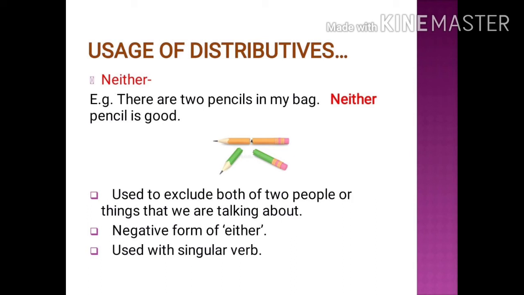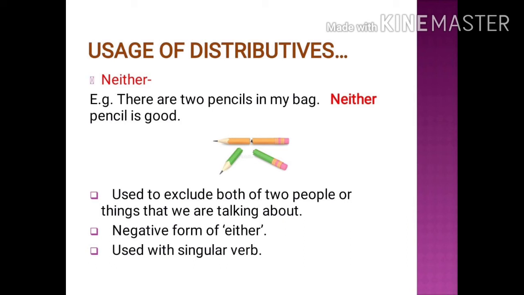See children, neither is a distributive used to exclude both of two people or things that we are talking about. Exclude the opposite or leaving out from the list. When I say Ram and Karthik are my students, neither is good in singing, I mean that Ram is also bad in singing and Karthik is also bad in singing. So, the term neither is like the negative form of either. Like either, neither should also be used with singular verb.